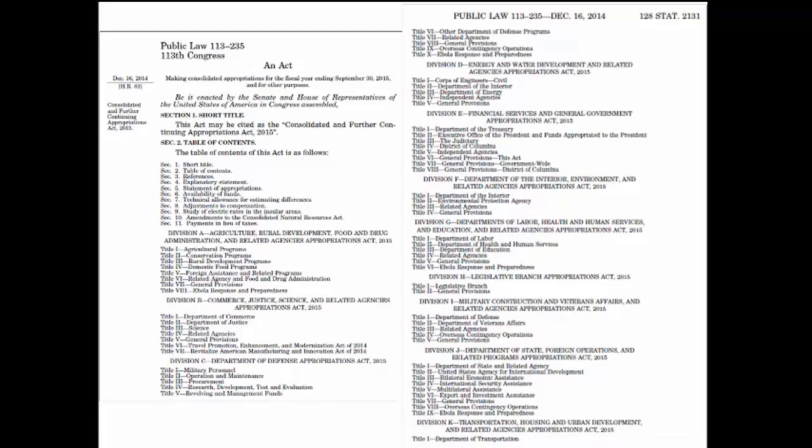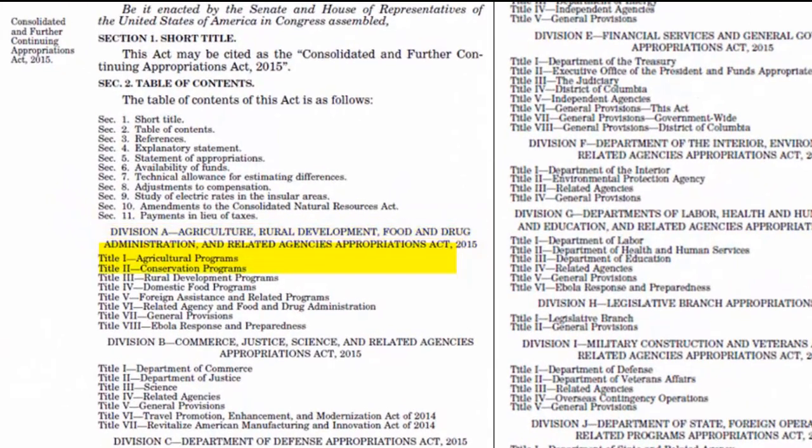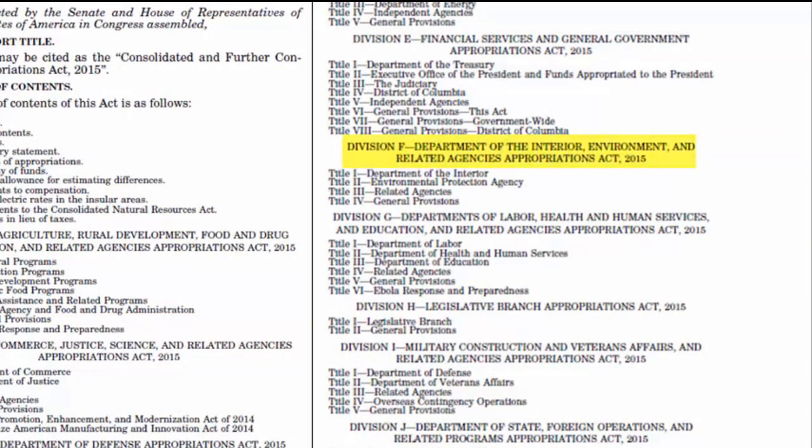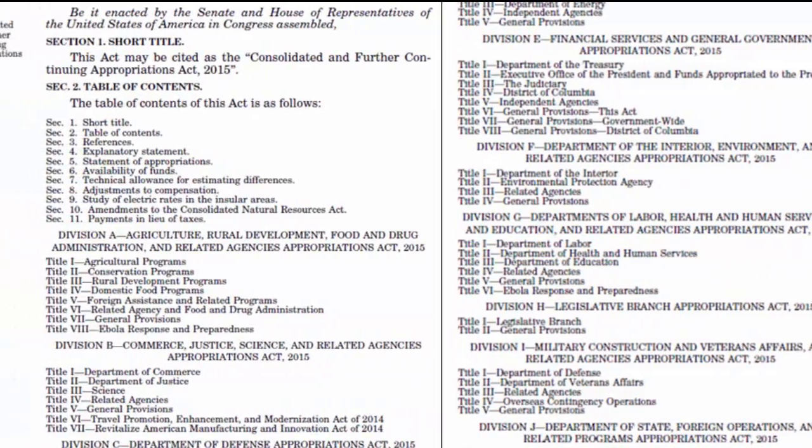FDA appropriations can be found in Division A, Title 6 of the Ag Bill. Indian Health Service appropriations can be found in Division F, Title 3 of the Interior Bill. There's also some NIH and ATSDR funding in Title 3. The remaining Health and Human Services appropriations can be found in Division G, Title 2 of the Labor H Bill. As you can see, each division is divided into titles.